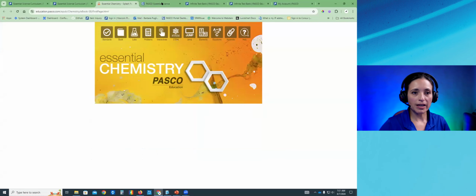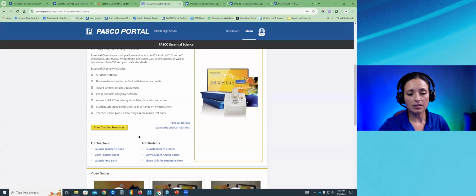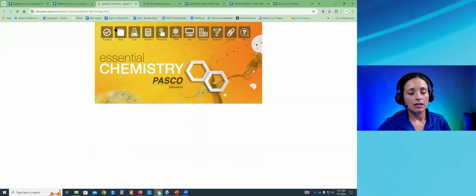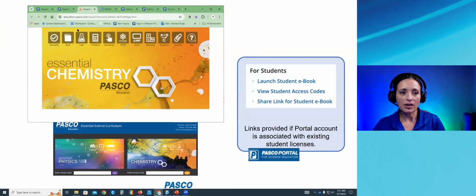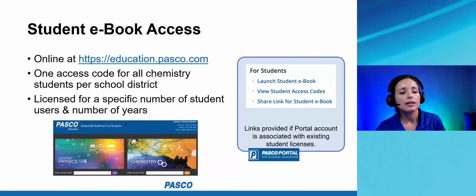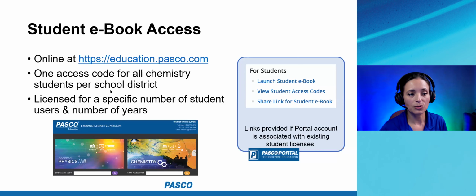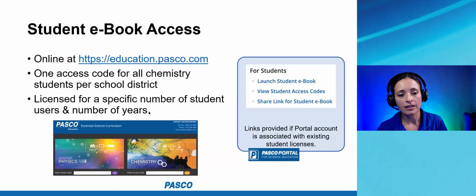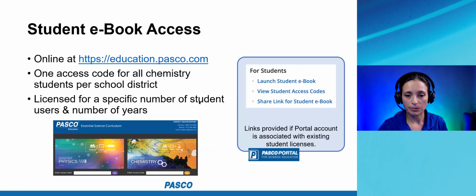But I'm going to switch back, and let's say you went to the Launch Student ebook link. It would take you to this page, and now we're on the same page we were before. We're now on education.pasco.com looking at the student ebook. So eventually it goes to the same place to get the student ebook. So from here, we're just going to look at the ebook on this link. Making it even easier, all the students at the school or school district will have the same access code. So sharing the information with your students is pretty easy. And the code is licensed for whatever number of years the adoption length was purchased for.